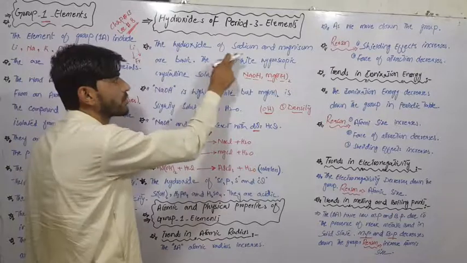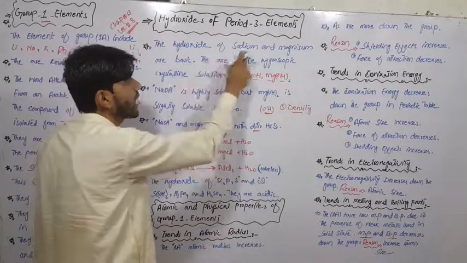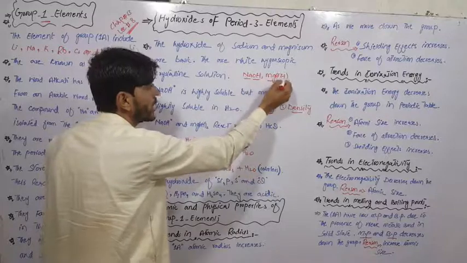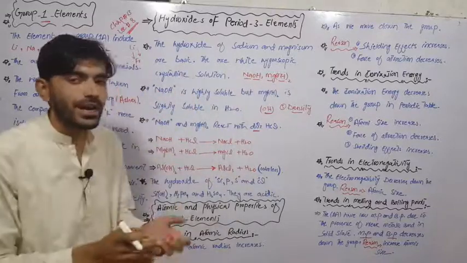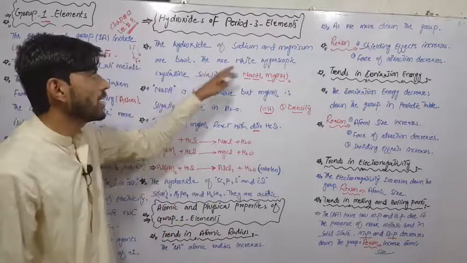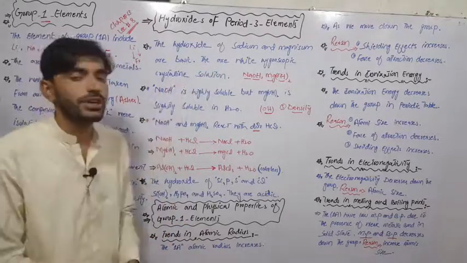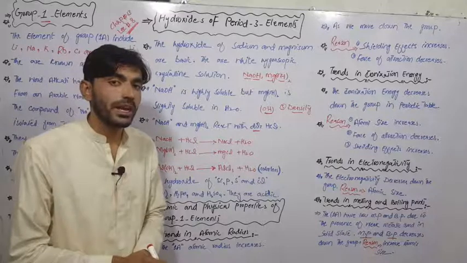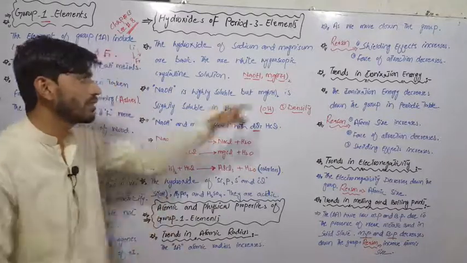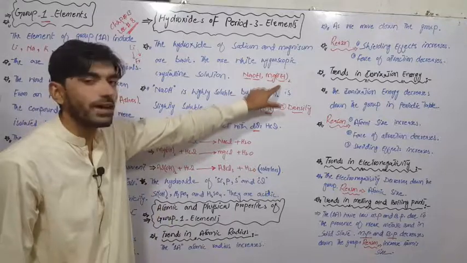The hydroxides of sodium and magnesium, that is sodium hydroxide and magnesium hydroxide, are basic, not acidic. They are white, hygroscopic, crystalline solids. They are present in crystalline form, both sodium hydroxide and magnesium hydroxide.